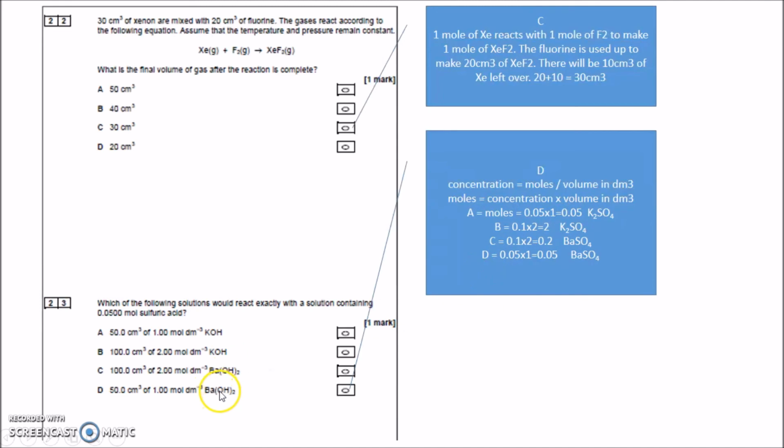Does 1 mole of barium hydroxide react with 1 mole of sulfuric acid? Well, barium's in group 2, going to form a 2+ ion. Sulfate, as we've said, is SO4 2-. So 1 Ba reacts with 1 SO4, so 1 Ba(OH)2 will react with 1 mole of sulfuric acid, 1 to 1. So 0.05 moles of sulfuric acid will react with 0.05 moles of barium hydroxide, and we've discovered that D has got 0.05 moles of barium hydroxide to make barium sulfate. The answer is D.